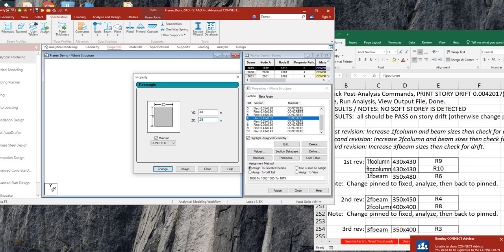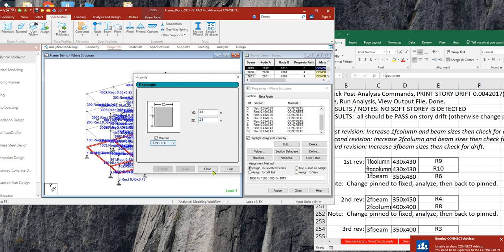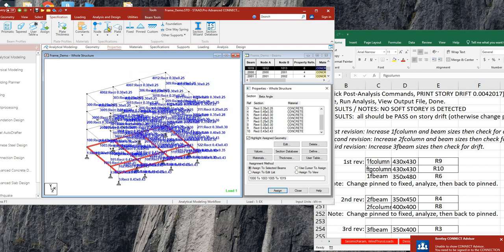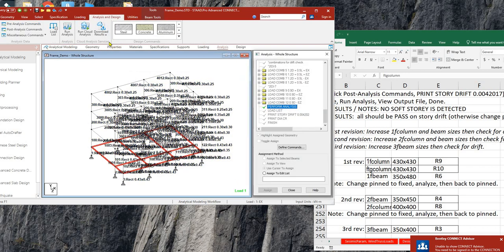Ngayon, walang pattern kung anong size ang ipapalit mo. Bahala ka na. Okay? So, in my case, hindi malaki ang aking revision. Siyempre, magastos kung malaki kagad. So I will now click change and then close. Tapos analyze ulit.